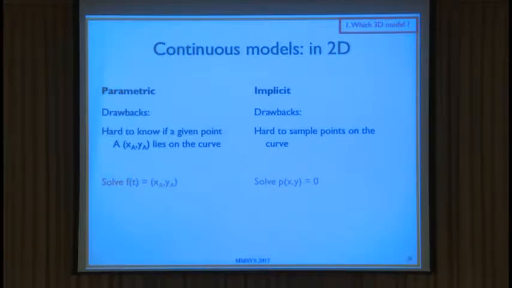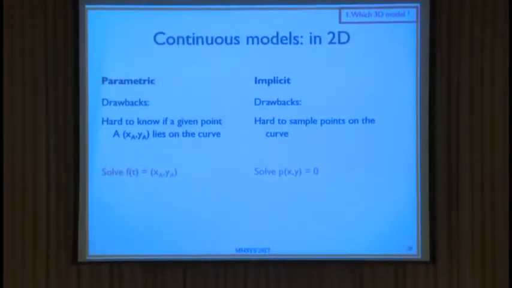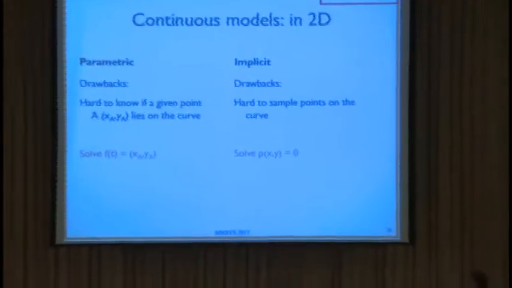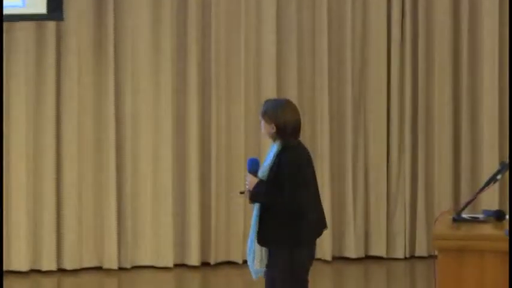Take a point A with coordinates x_a and y_a, and tell me if it lies on the curve. If I want to answer this question, then I have to solve this equation f of t equals (x_a, y_a). That means I need to know if there exists some t such that f of t is actually giving me the point A as a return. And for implicit models, it is very hard to find points on the models. So if you want to find a point on the model, you actually have to solve the equation p of x y equals 0.